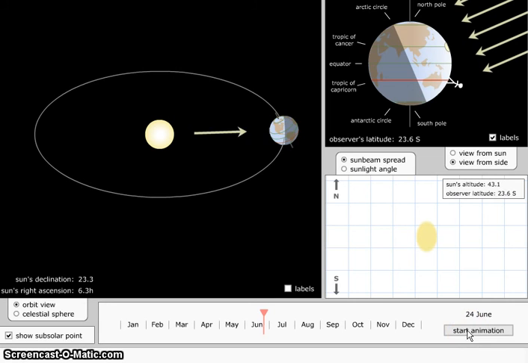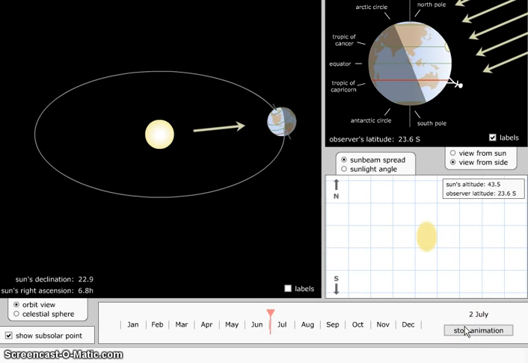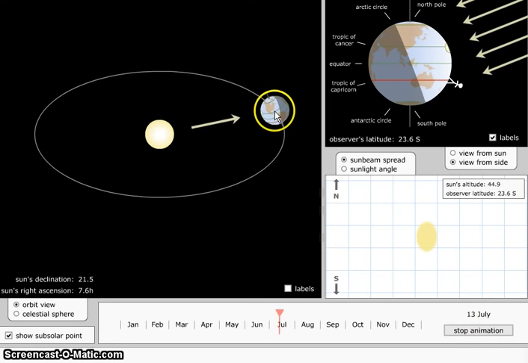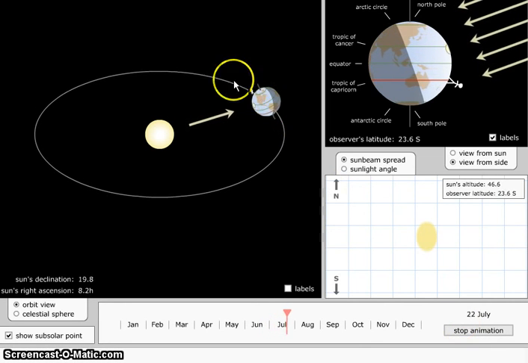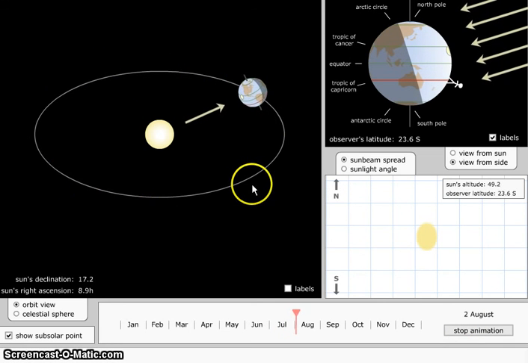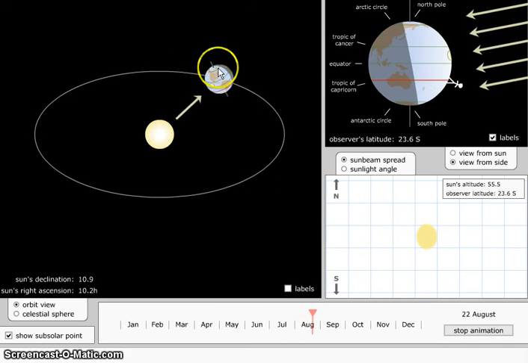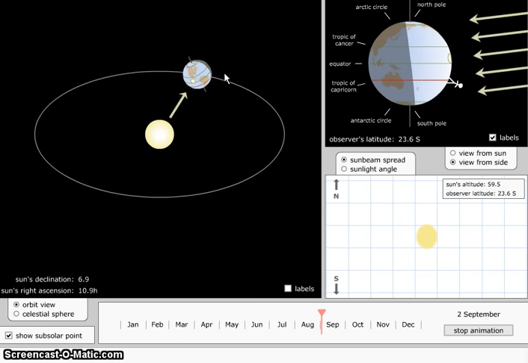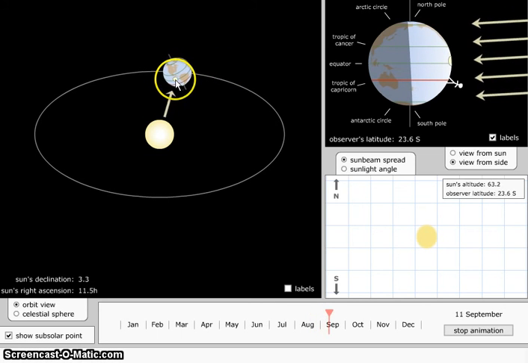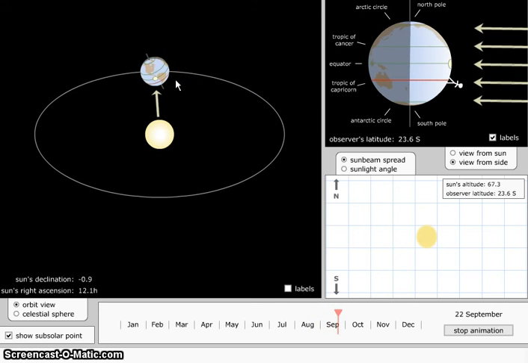Anyway, you're going to play with this simulation and do some activities with it, but I'll just start the simulation and let you see what happens. They're going to show you over here how the Earth is moving in its orbital path. They don't show you the spinning of the Earth because it would be going so fast that it would be dizzying. They do show you the subsolar point, if you can see it.